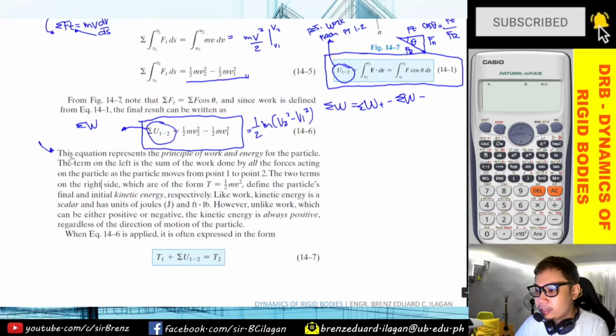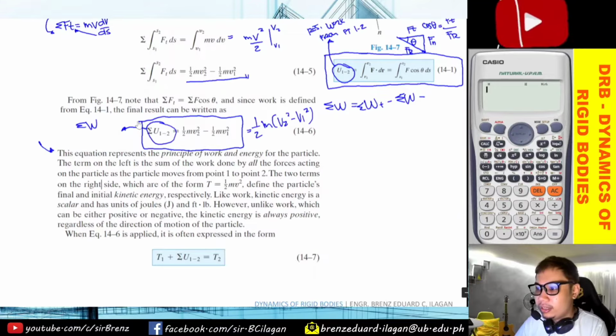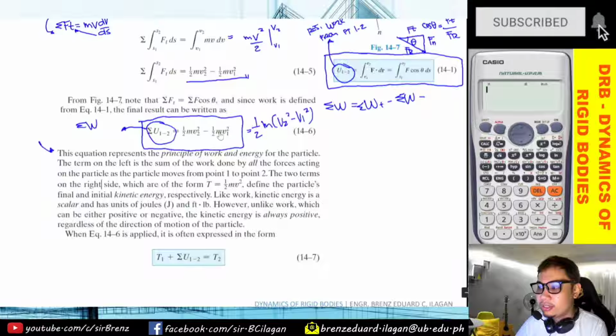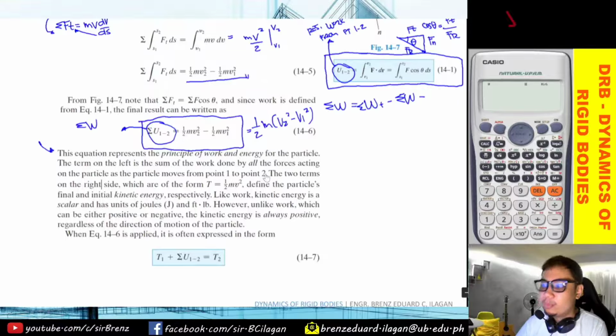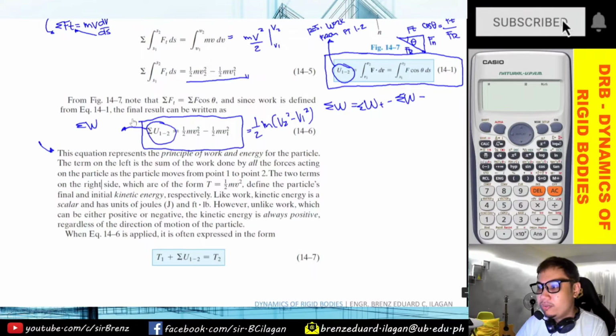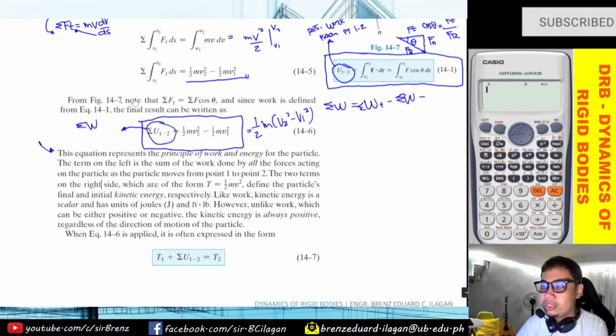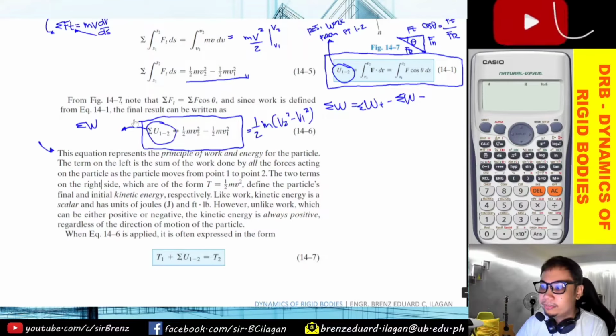So, basahin natin yung sunod na paragraph. So, the equation represents the principle of work and energy. So, itong part na to, ito yung work equation. And then ito is the energy equation. So, the term on the left is the sum of the work done by all the forces acting on the particle as the particle moves from point 1 to point 2. So, yun nga, itong nasa left side, ito yung work done by all the forces acting on the particle, from point 1 to point 2. So, it's either positive or negative work.